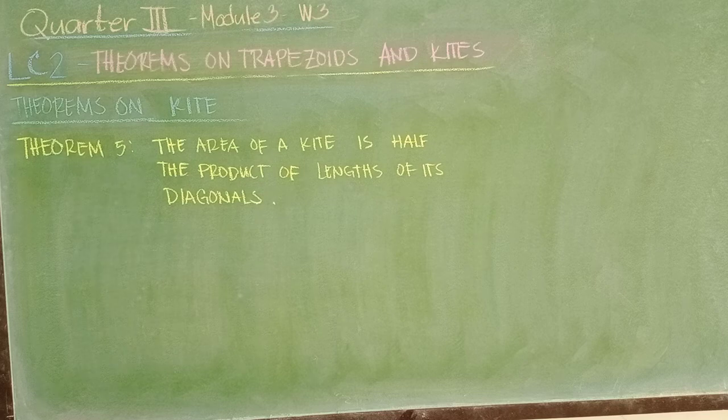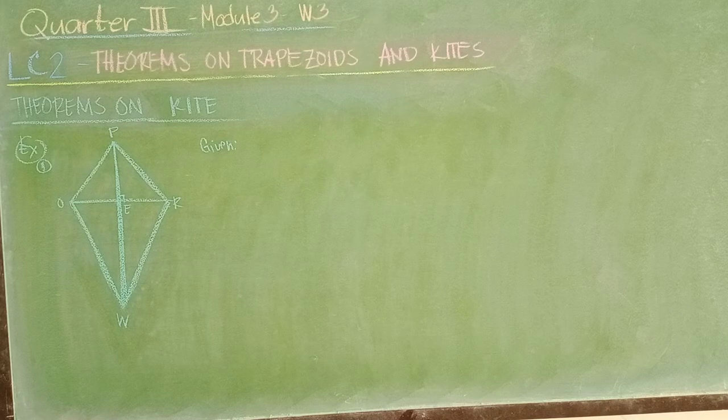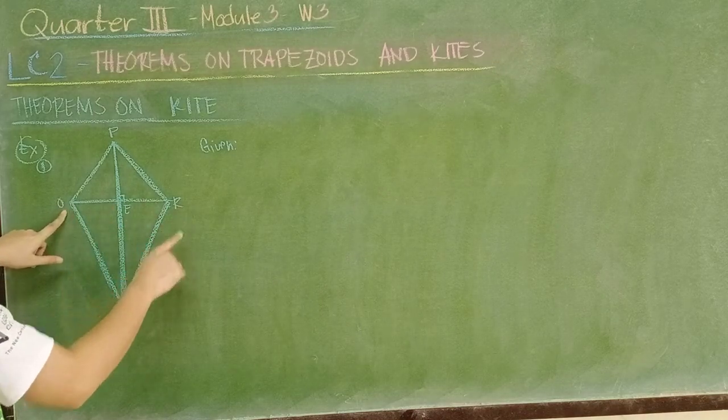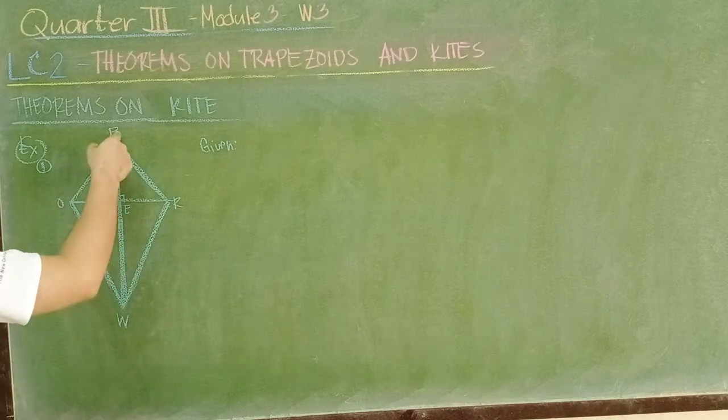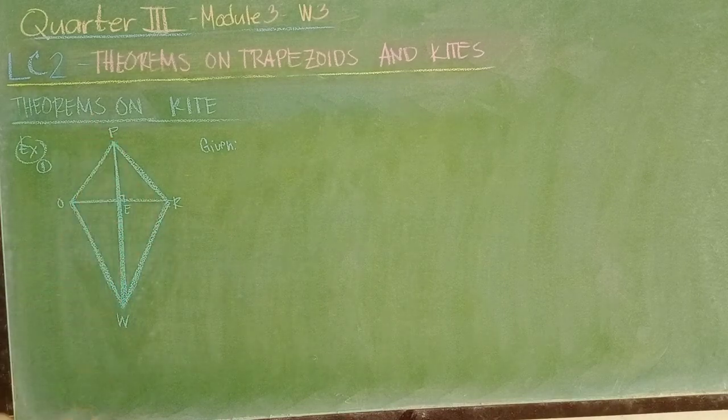So, for example, number 1 sa theorem on kites, theorem number 5: determine the area of a kite if its diagonals measure 8 cm and 12 cm. So, I assume yung 8 cm will be yung OR diagonal, and then yung 12 cm will be yung PW. So, ito yung mga diagonals natin.